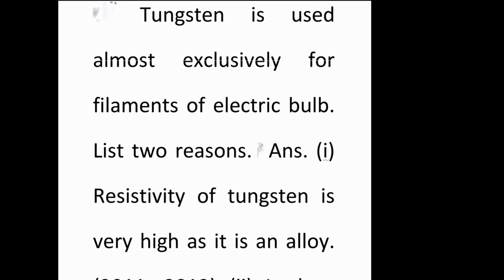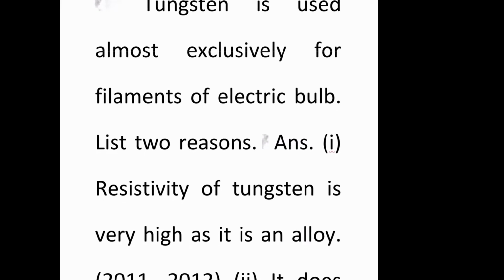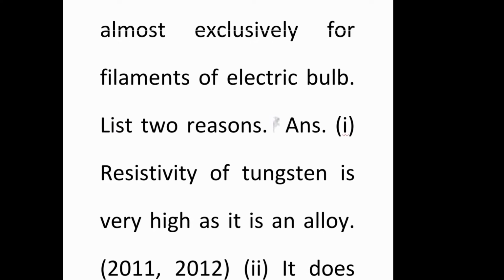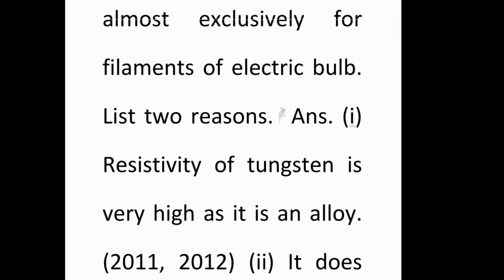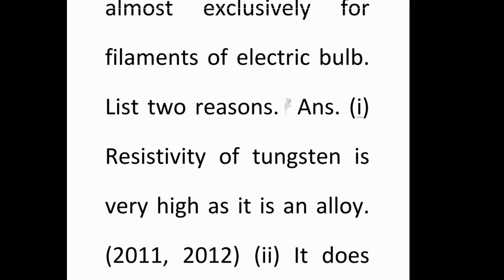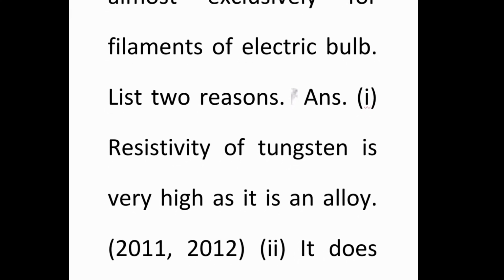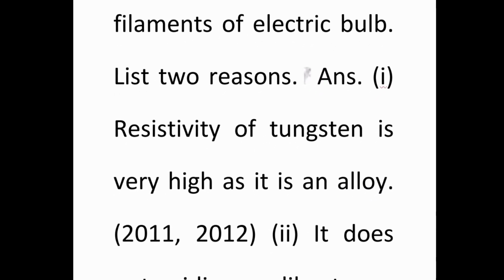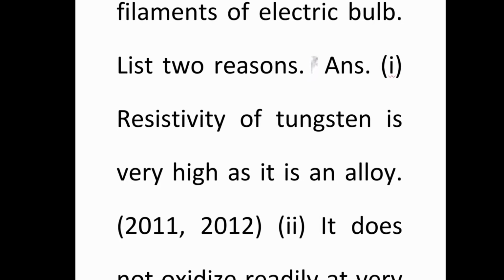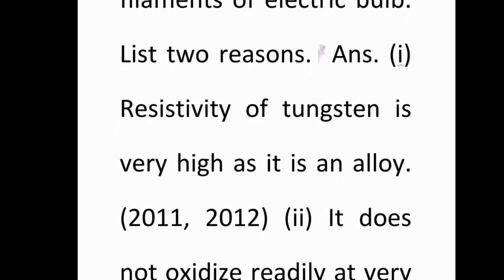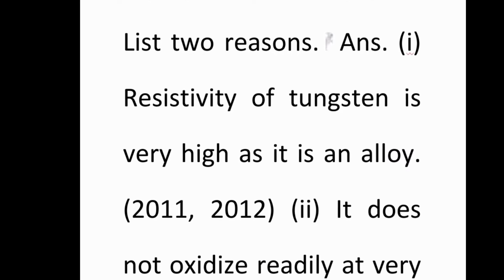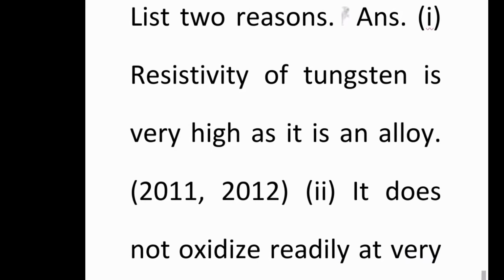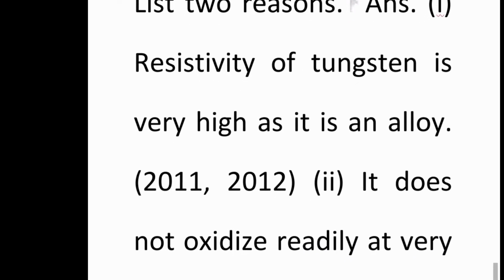Now we can move to the next question. The question is asked in 2011 and 2012. Tungsten is used almost exclusively for filaments of electric bulbs. List 2 reasons. Here we have to find the reason for using tungsten as the filament of an electric bulb. The first reason is resistivity of tungsten is very high because it is an alloy. And one more thing is that it does not oxidize readily at very high temperatures. That is why it is used as filaments of electric bulbs.